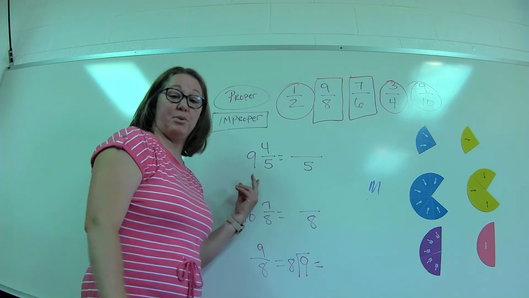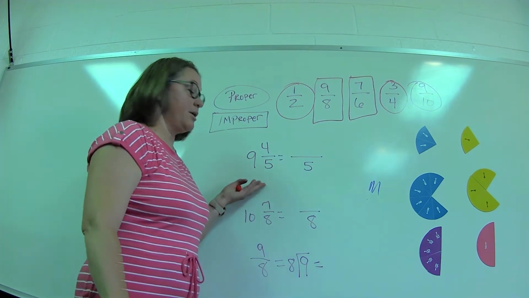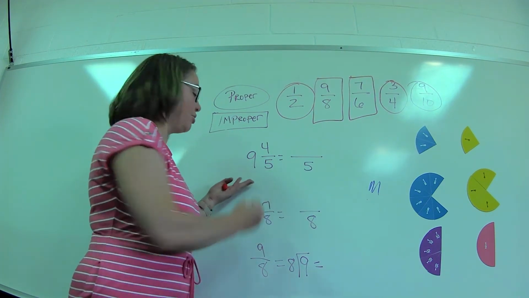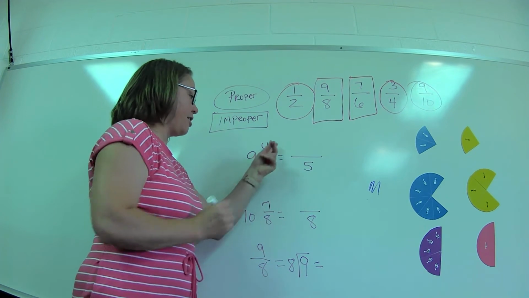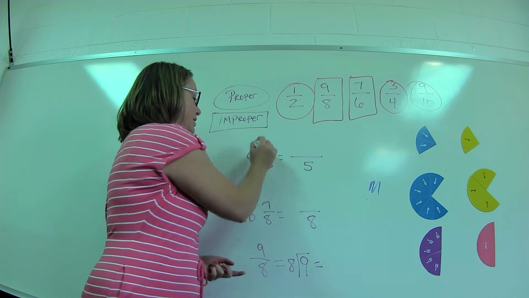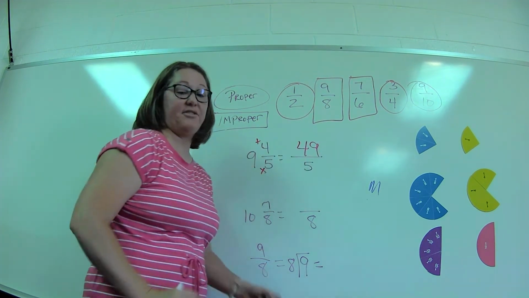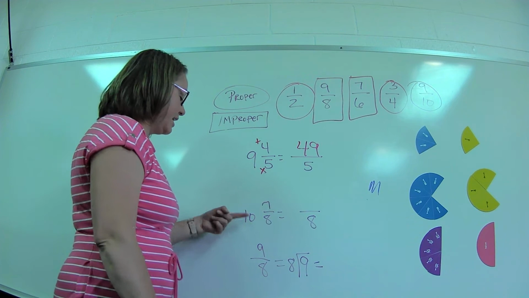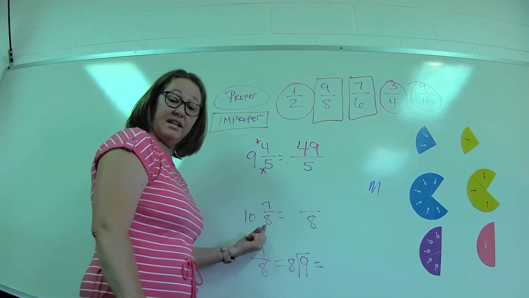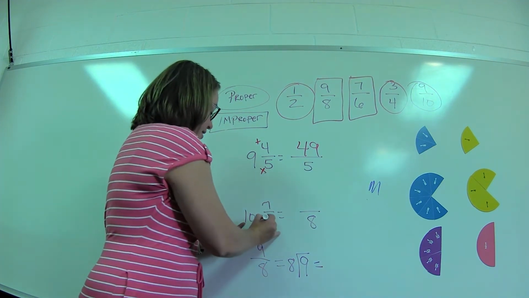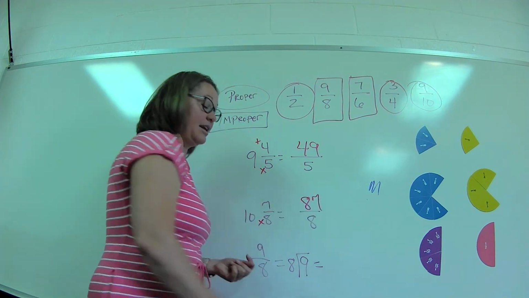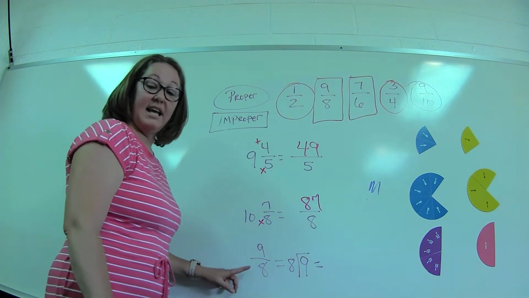Now we left off with these problems on the board. This is a mixed number, and we wanted to take the mixed number and put it back to an improper fraction. We have the whole number times the denominator plus the numerator. So if you came up with 45 plus 4, if you came up with 49/5, you got 100% correct. Here we have 10 7/8. I gave you the hint that 8 was the denominator. Now, whole number times the denominator gives us 80 plus 7 gives us 87/8. Excellent job.